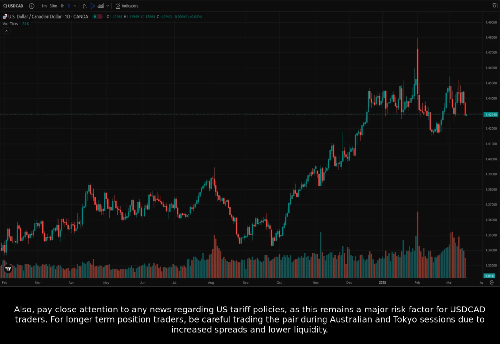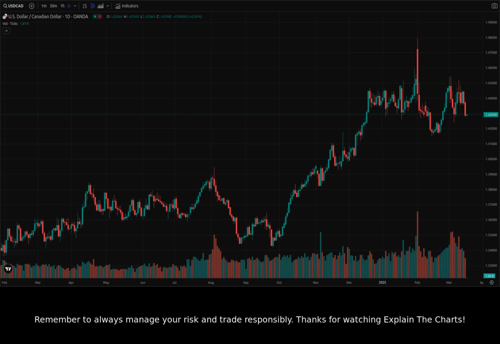For longer-term position traders, be careful trading the pair during Australian and Tokyo sessions due to increased spreads and lower liquidity. Remember to always manage your risk and trade responsibly.